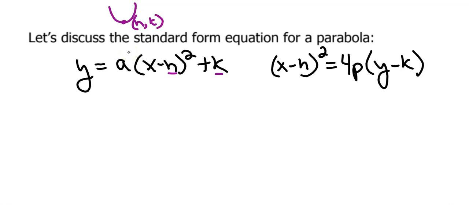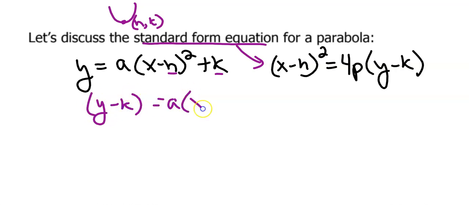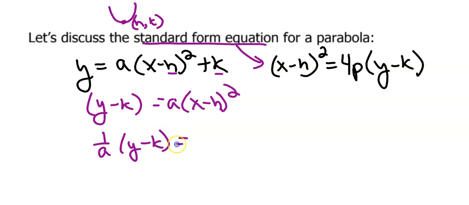So we're going to switch gears a little bit and start talking about the standard form of the equation here, which is what I've got written on the right. And we come up with that from the equation on the left by subtracting k from both sides. We get y minus k equals a times (x minus h) squared, and then multiply both sides by 1 over a. And this 1 over a is what we're letting be 4p right here.